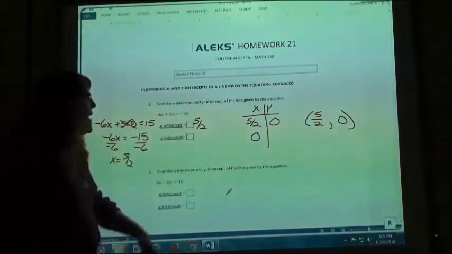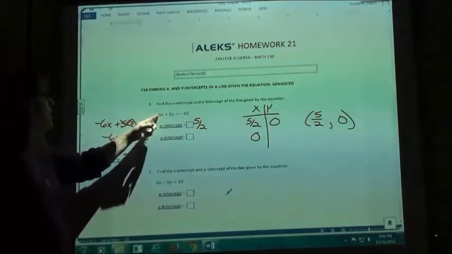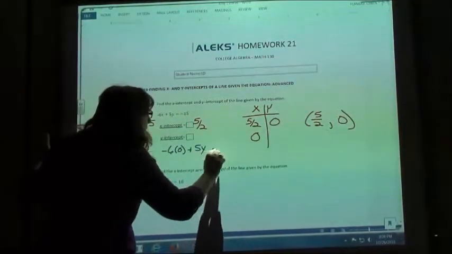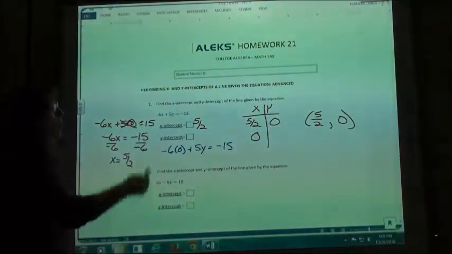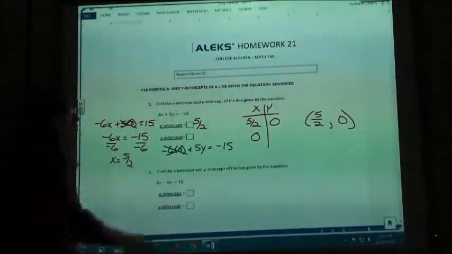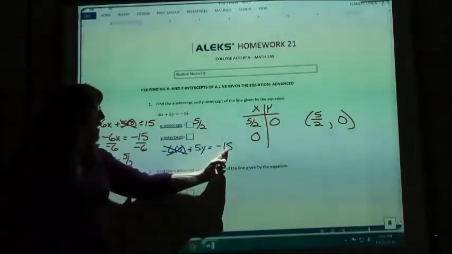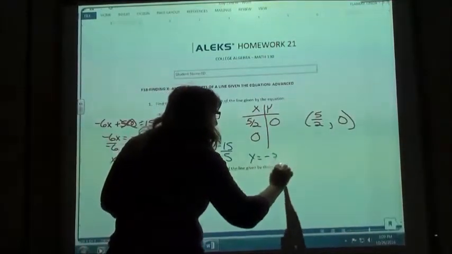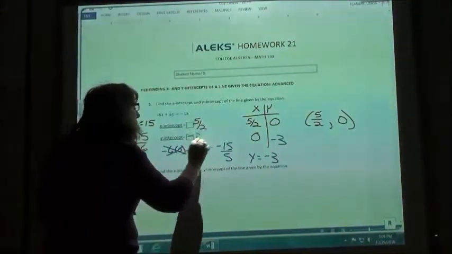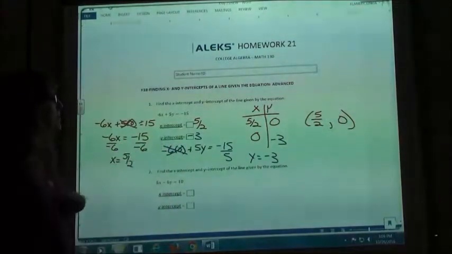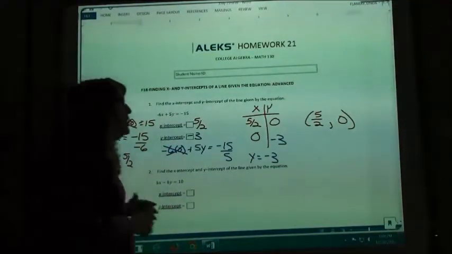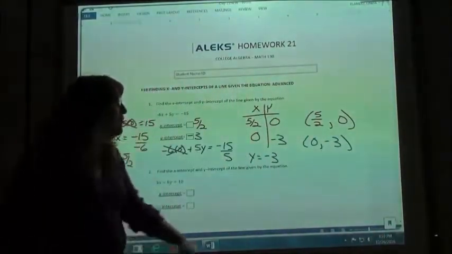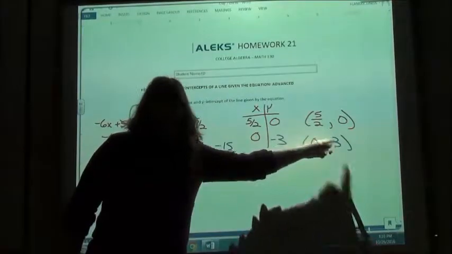For my y-intercept, I'm putting 0 in for the x. So negative 6 times 0 plus 5y equals negative 15. When I put 0 in for x, the x term is gone. So I'm going to take negative 15 and divide it by the 5. Y then equals negative 3. So my y-intercept is negative 3. Again, I'm just going to type it in like that. If you had to put it in as an ordered pair, remember that the y value is negative 3, so x is 0, y is negative 3.